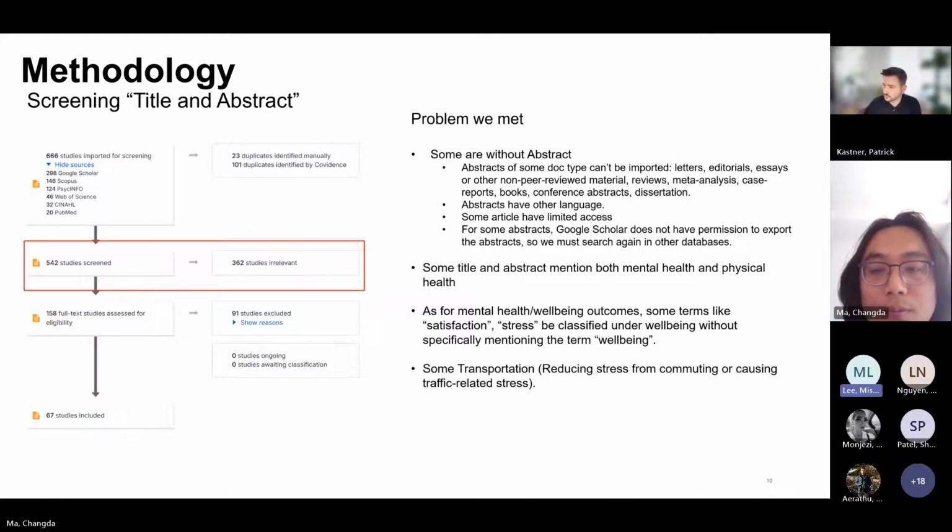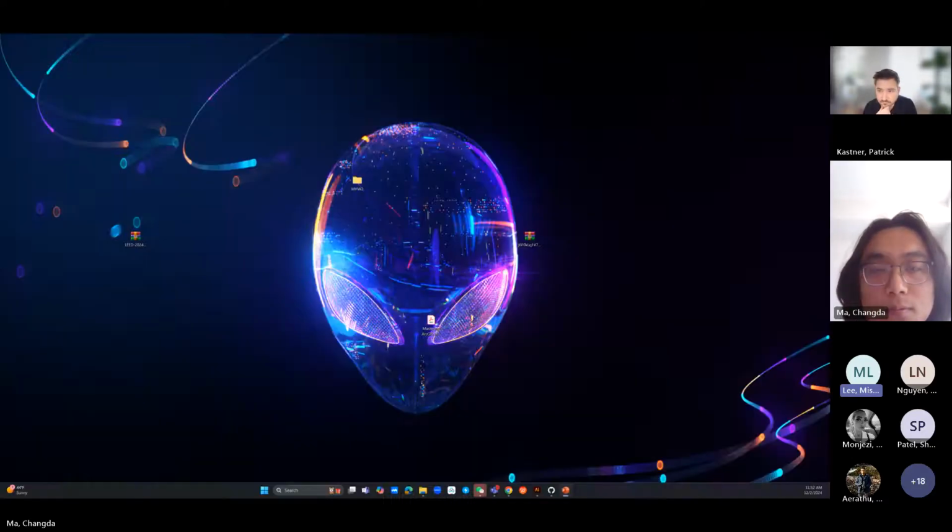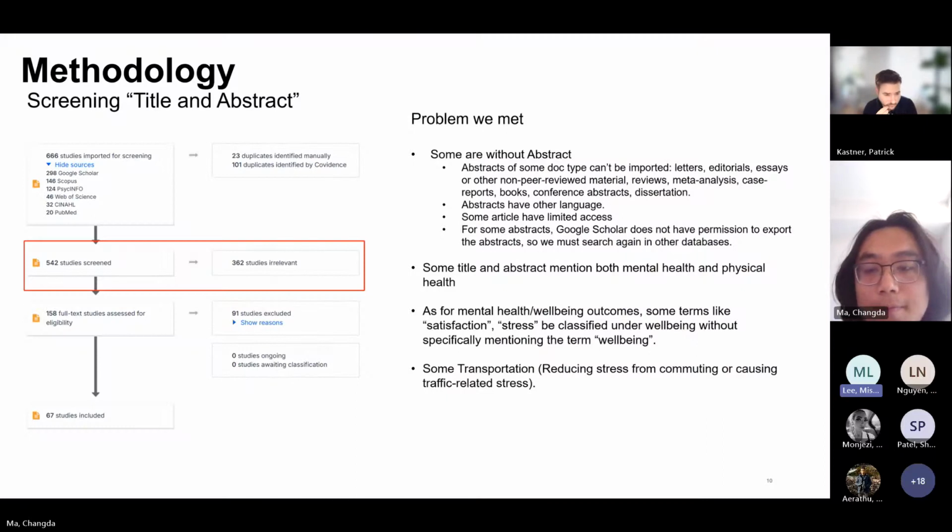And we had some problems with the title and abstract screening. One of the biggest problems was that some did not have abstracts because Google Scholar does not allow them to be imported, so you had to manually add in the abstracts from online to read them. Also, you couldn't access some articles because of limited access. Some of the abstracts were in English, but the full text was in another language, so we excluded those.